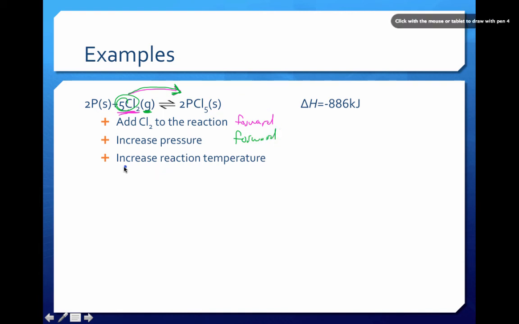And then last but not least, an increase in reaction temperature. If I put this reaction in a hotter vessel, the reaction itself is exothermic, meaning it gives off heat. An increase in temperature then will favor the reverse reaction process. That increased heat that we have is going to make the reverse reaction have more available energy, and as a result the reaction will happen backwards faster than it happens forwards. So we'll say that this was going to favor the reverse reaction.